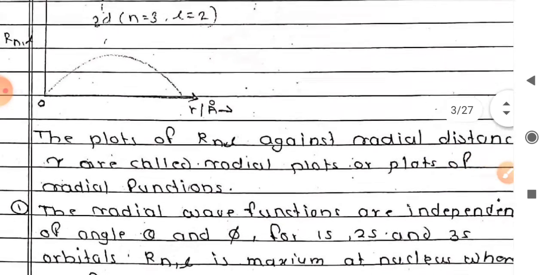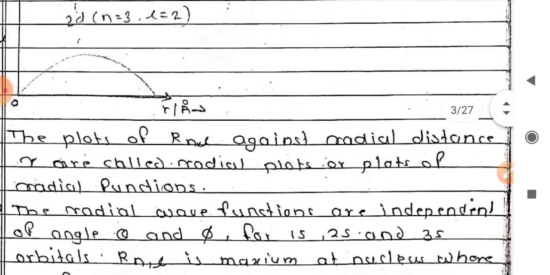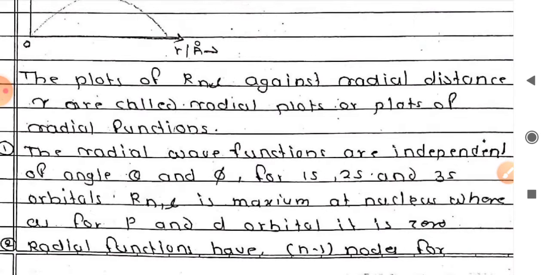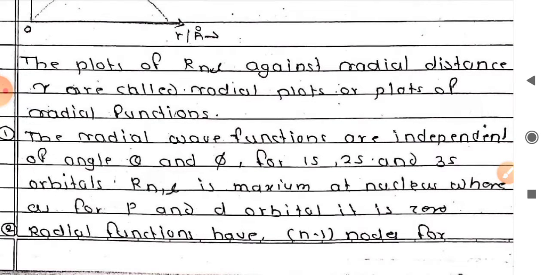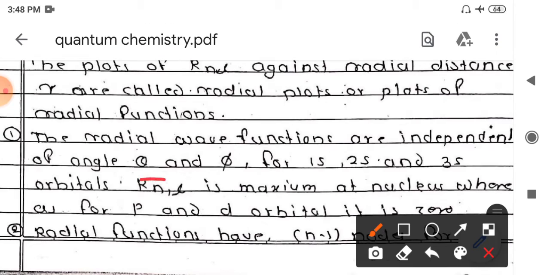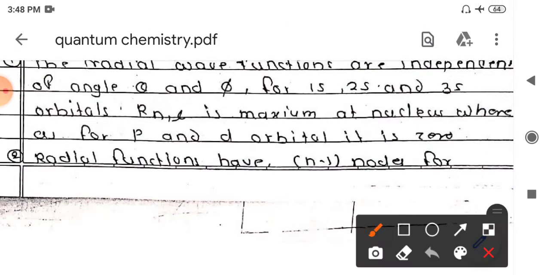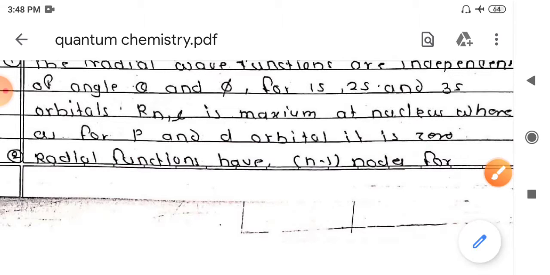The plots of R against the radial distance r are called radial plots, or plots of radial functions. The radial wave functions are independent of angles theta and phi. These functions depend only on the distance between electron and nucleus, that is, small r. For 1s, 2s and 3s orbitals, R is maximum at the nucleus, whereas for p orbital and d orbital it is 0 at the nucleus.